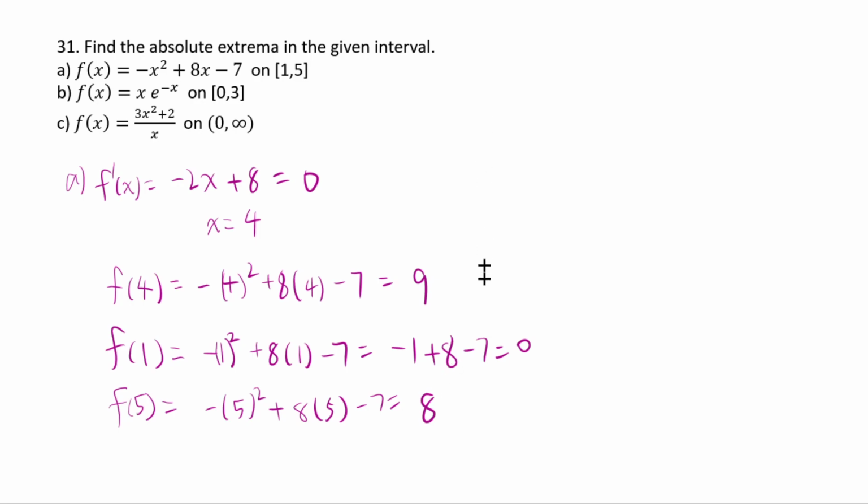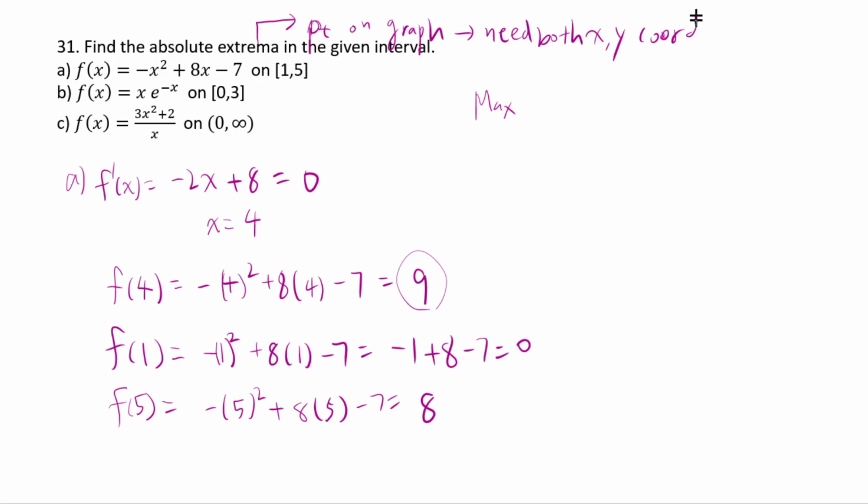Okay, so among these, what's the maximum? The maximum is 9. 9 is the highest number. So absolute extrema actually is x and y coordinates. It's a point on the graph, meaning that you need both x and y coordinates.